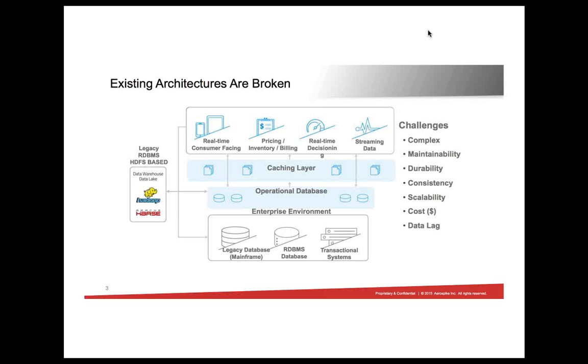I think the context for this whole discussion is, we've got an existing set of architecture. Right at the bottom, we've got our databases. They could be relational, it could be mainframe. You might have some transactional systems. Out on the left-hand side, you've got some analytical processing, and then you've got operational databases, typically with a cache in front, running your real-time applications.